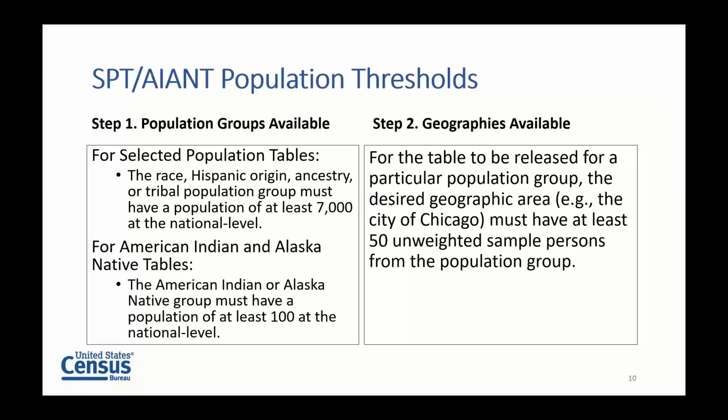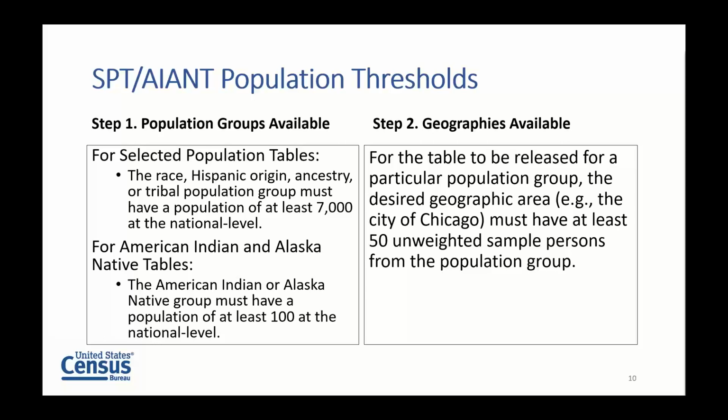In order for the data tables to be released, we also employ a second threshold. The second requirement is that there must be at least 50 members of the iteration group in the survey in that geographic area. So for example, you will only be able to see data for Samoans in Chicago if there were at least 50 Samoans in the city of Chicago. These thresholds ensure the released data will not identify or disclose individuals or households in any particular area.